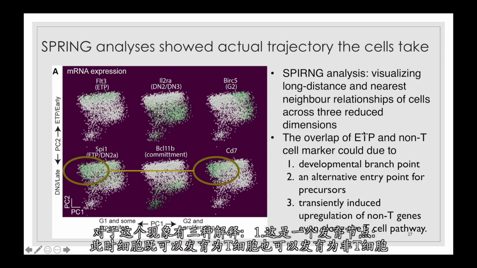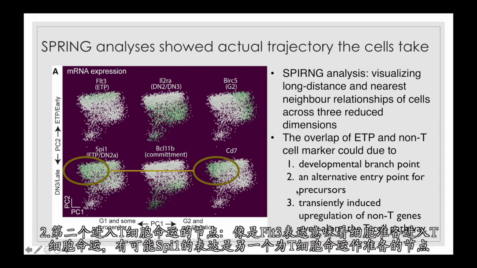to three possibilities for this overlapping phenotype. The first one is the developmental branching point, where the progenitor cell can give rise to both T and non-T cell lineages, or an alternative entry point for precursors.